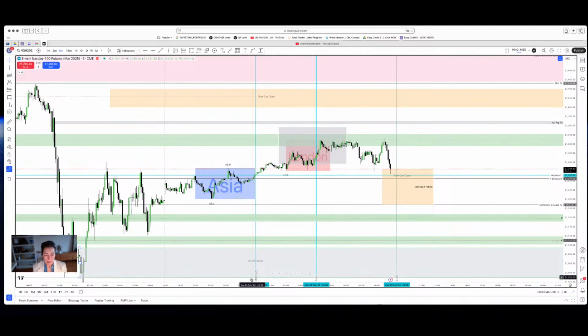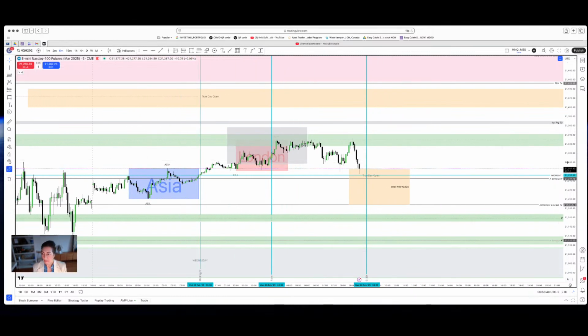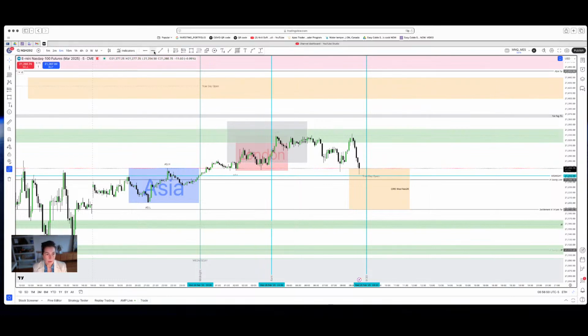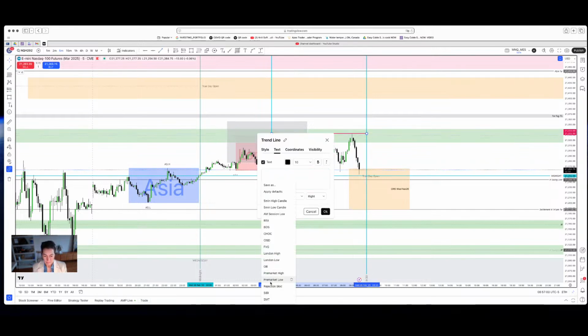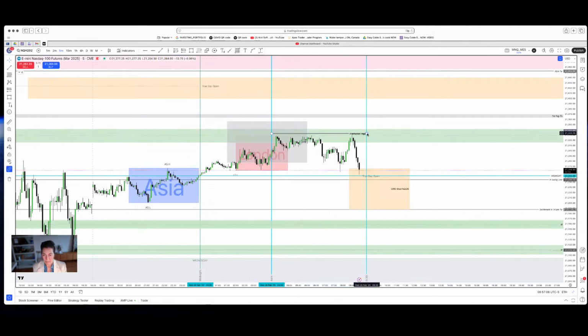And I like to mark the high and low of the pre-market session, so I'm going to do that. So I'm going to take the highest candle in pre-market. Pre-market high. And I'm going to mark pre-market low. So far. Could drop lower, but we'll adjust that. So pre-market high, pre-market low.